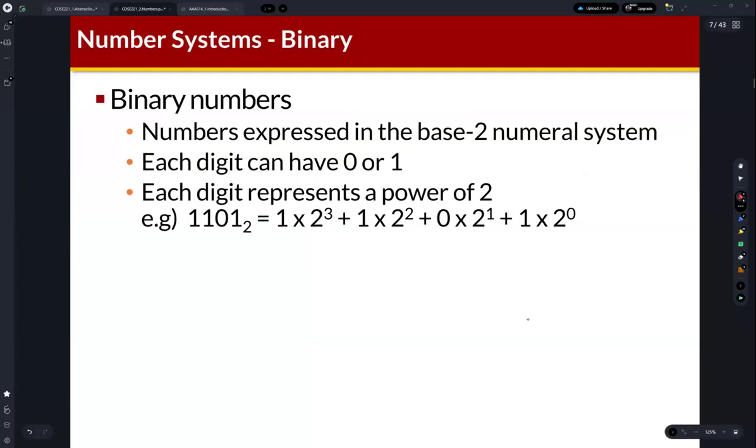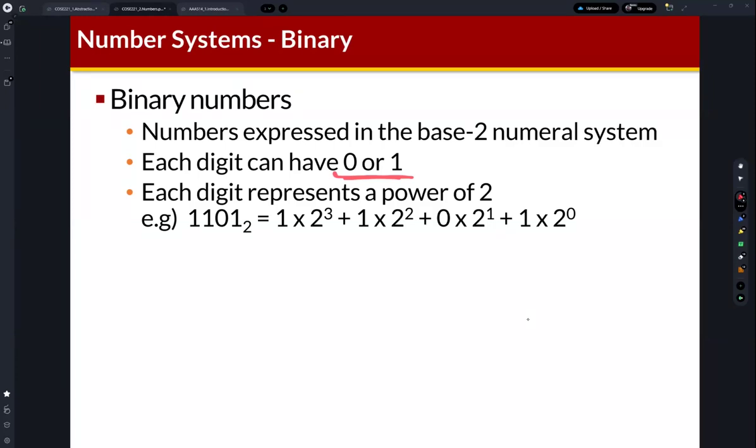Finally, the binary number system is the same, right? Each digit can have 0 or 1. It cannot include 2 or 3 or 4, or any other numbers. It can have only 0 and 1. So this is the example, 1101. This is a binary number that includes 4 digits.